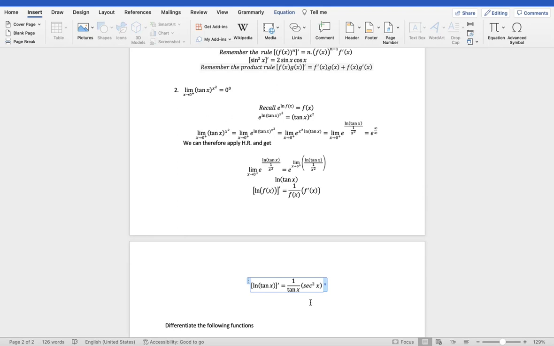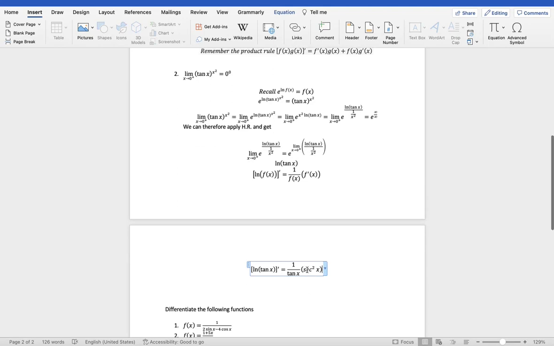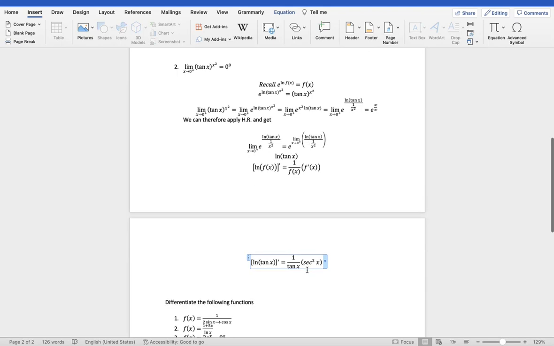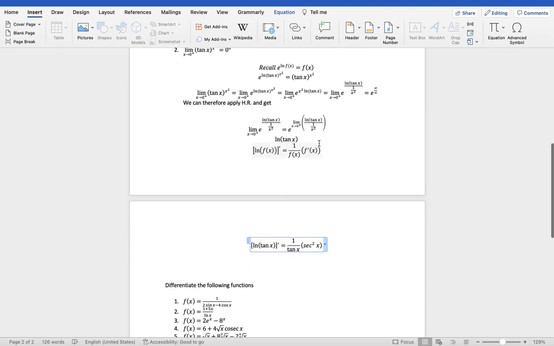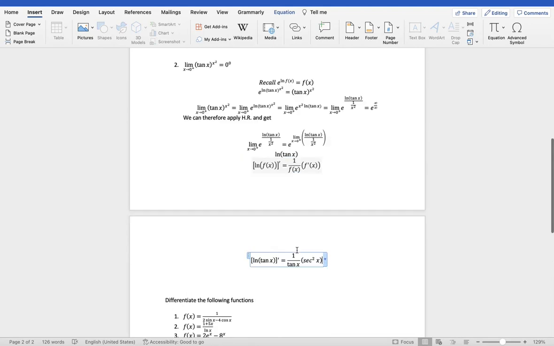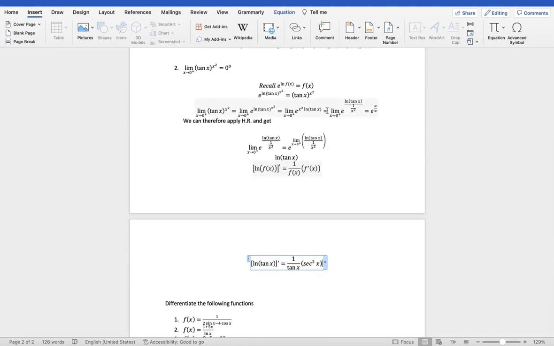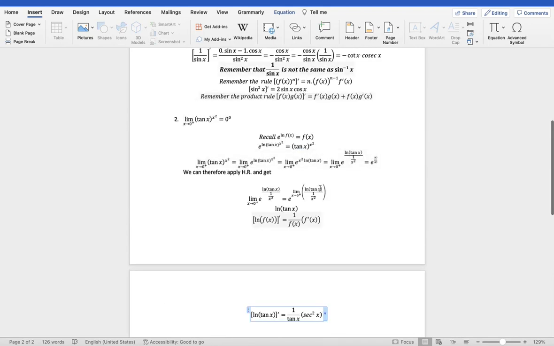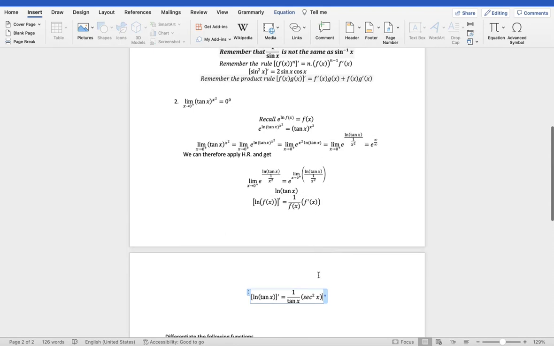Okay, thank you. So let's finish up this question quickly and then we take a break, and then we move on to all the other problems. So we found the derivative of ln of tan x, which is sec squared over tan x. Let's just copy it into that.